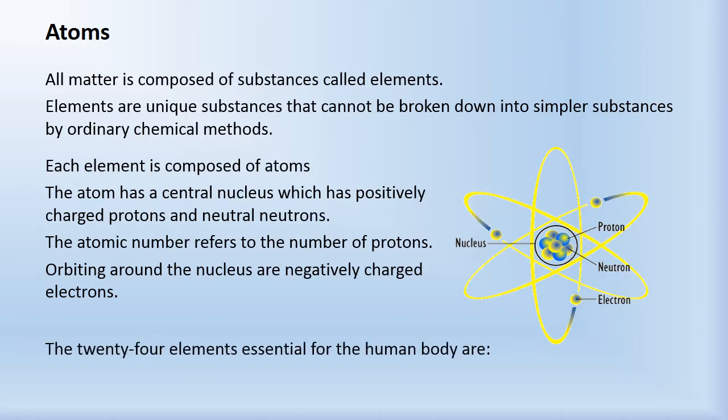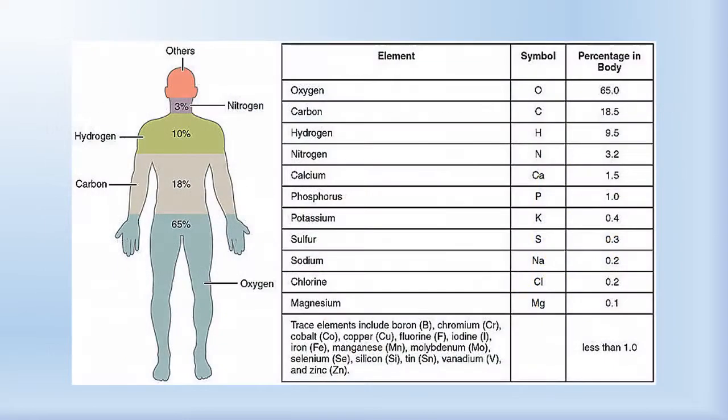The 24 elements essential for the human body are the ones here. So at the top, you can see on the table, you have oxygen. And the table descends in order of their significance, really. So look at the first 3 at the top. These are the 3 most prevalent elements of the body. So we have oxygen, carbon, and hydrogen.